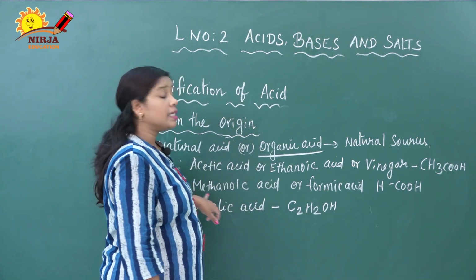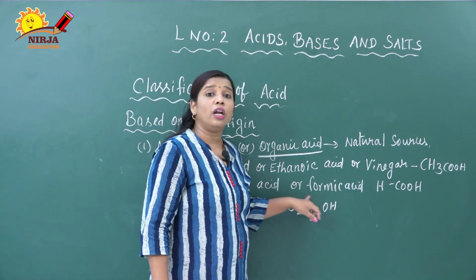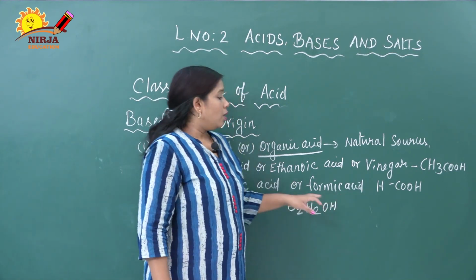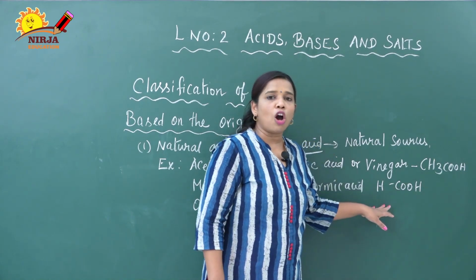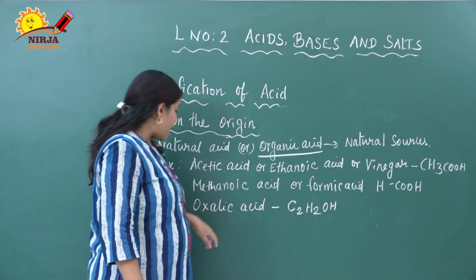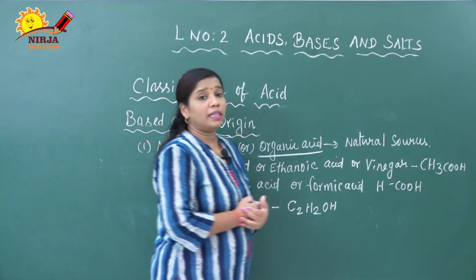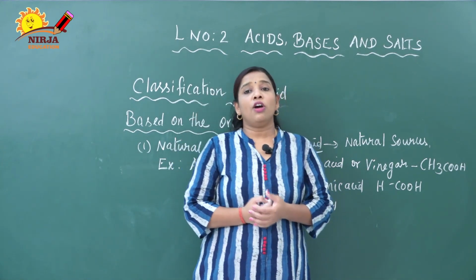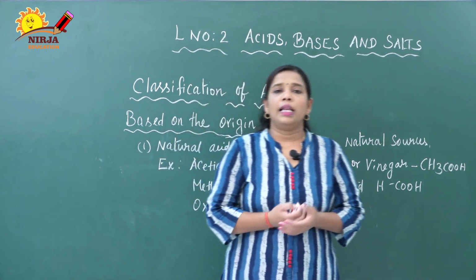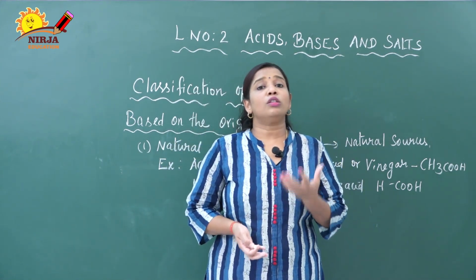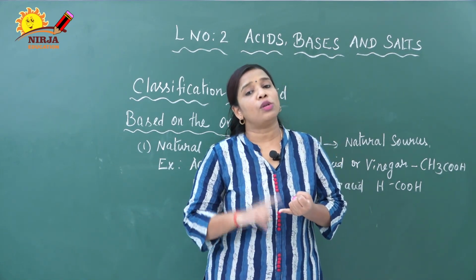The second example is methanoic acid. Methanoic acid is also called formic acid. The formula is HCOOH. This is the formula of methanoic acid. The third example is oxalic acid. Not only this, many acids are examples of natural acid. For example, citric acid. Citrus fruits like lemon and orange contain citric acid. These are all sources of citric acid. So citric acid is also an example of natural acid.